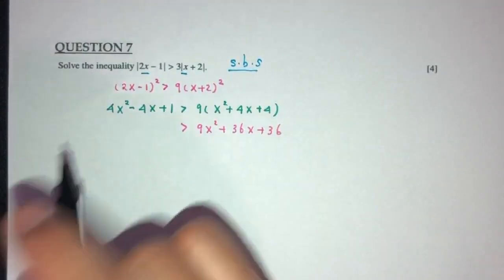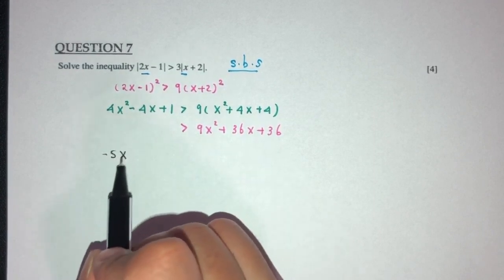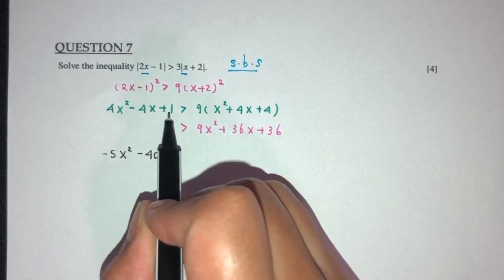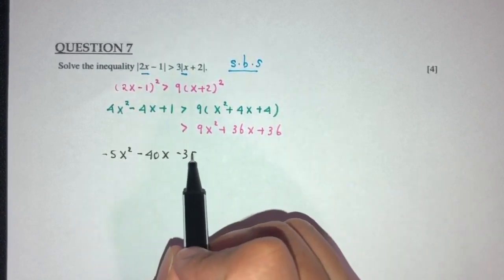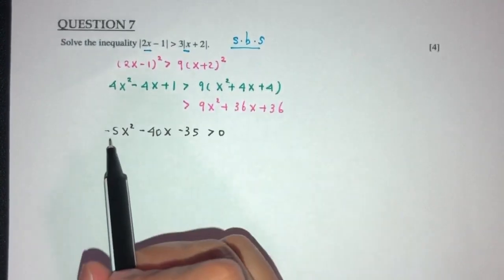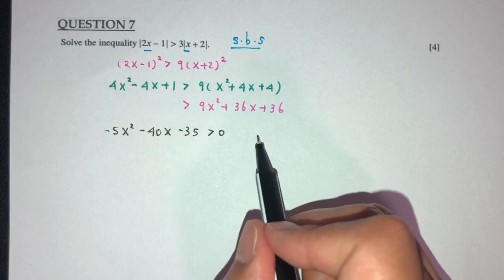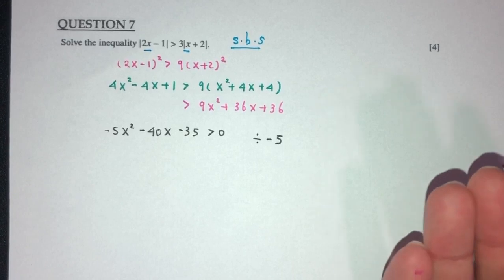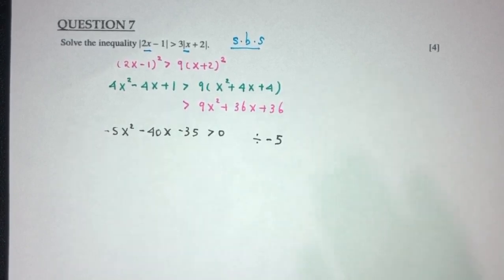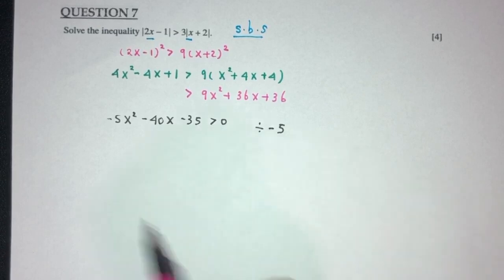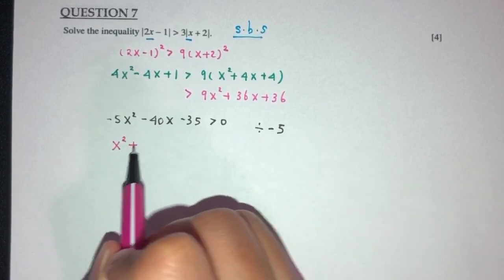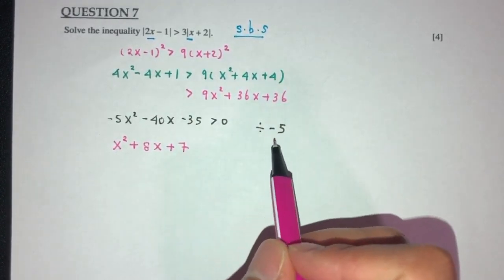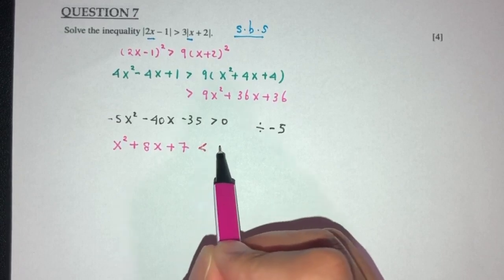Send everything to one side. So 4 minus 9 should be minus 5. Minus 4 minus 36 should be minus 40. 1 minus 36 should be minus 35 is more than 0. As you can see, it is negative. It is all multiples of 5. So divide by minus 5 everywhere. Now why? Because I'm just trying to simplify the equation so I can factorize or solve to find the critical values. That's the reason why. That will become x squared plus 8x plus 7. And because you are dividing by something which is negative, the direction will change to this one.